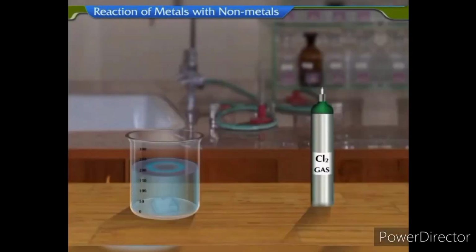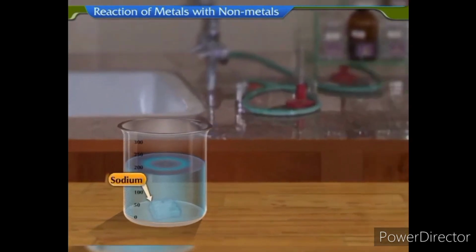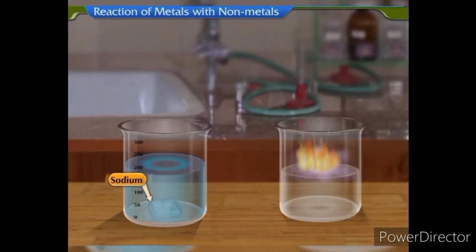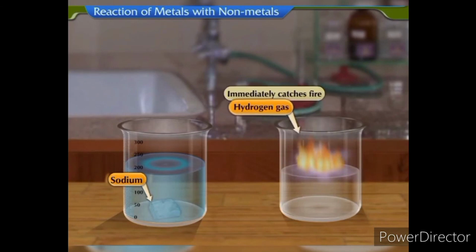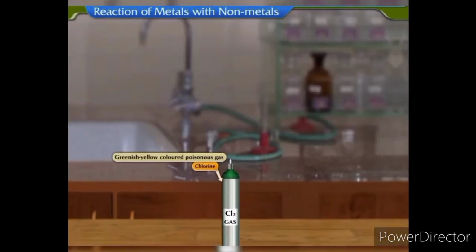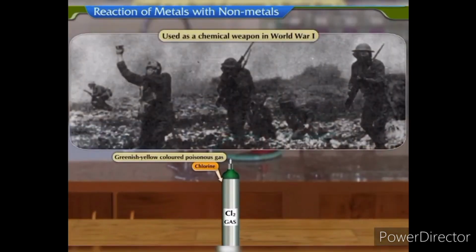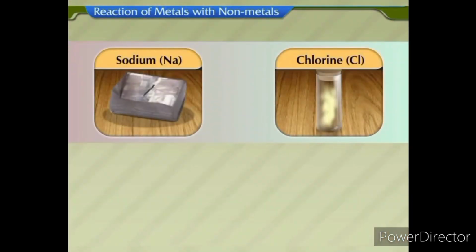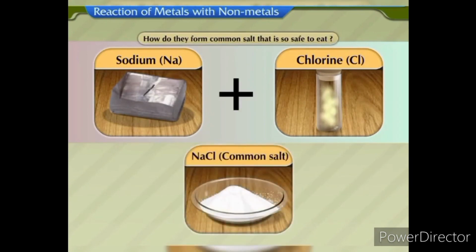Now let us concentrate only on the two elements, sodium and chlorine. Sodium is a silver-colored metal. It reacts violently with water to produce hydrogen gas. This hydrogen gas immediately catches fire. Chlorine, which is a non-metal, is a greenish-yellow colored poisonous gas. It was used as a chemical weapon in World War I. Both these are dangerous substances, but when they are brought together, how do they form common salt that is so safe to eat? Let us discuss the formation of sodium chloride.